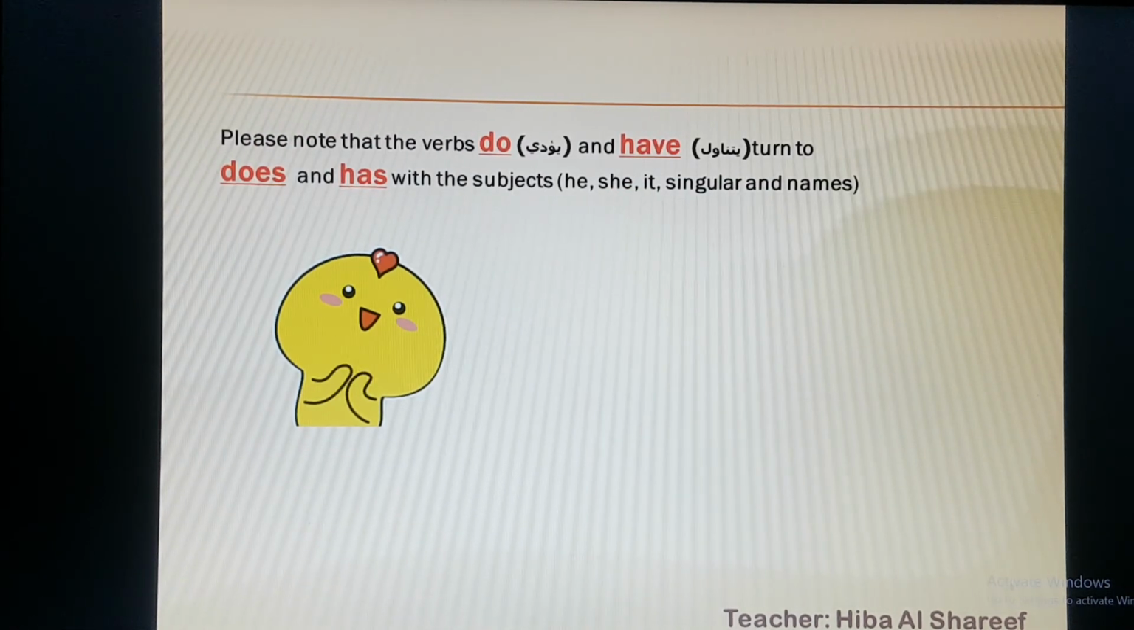Please note that the verbs do and have هي أفعال مساعدة وأحيانا بيجوا أفعال عادية إلهم معنى. do بمعنى يؤدي، have بمعنى يتناول. Turn to does and has with the subjects he, she, it, singular and names. لما نستخدم do have كفعل عادي بالجملة بالpresent simple tense بتتحول do ل does و have ل has إذا كان الفاعل he or she or it or singular or names.